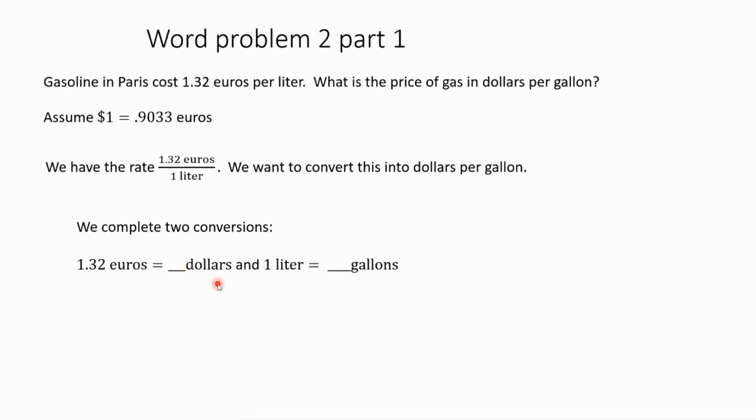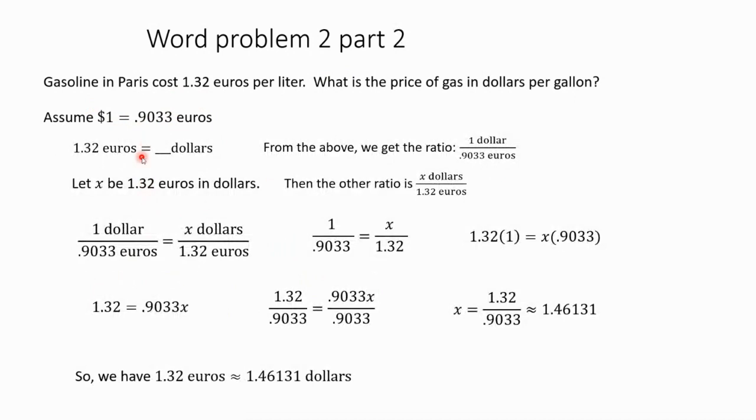Okay. So let's handle this conversion first. Now from here, what we can do is we can obtain this ratio, $1 over 0.9033 euros. Again, just like the previous word problem, we want to get a ratio which has known information, and that's what we're using this for.